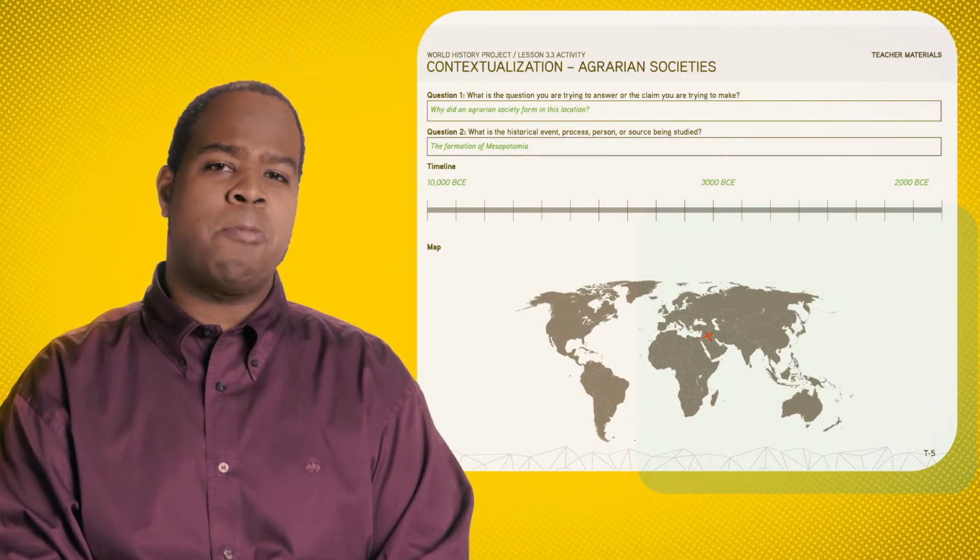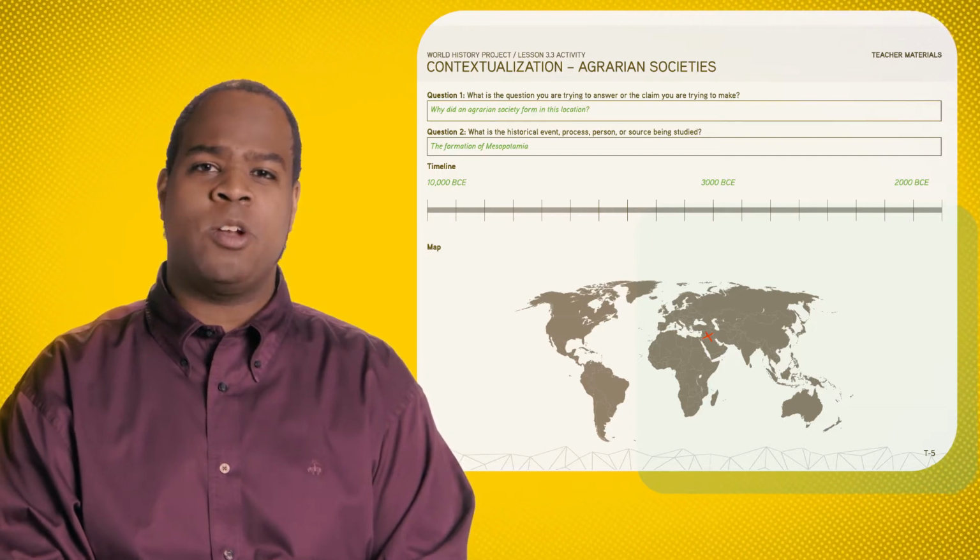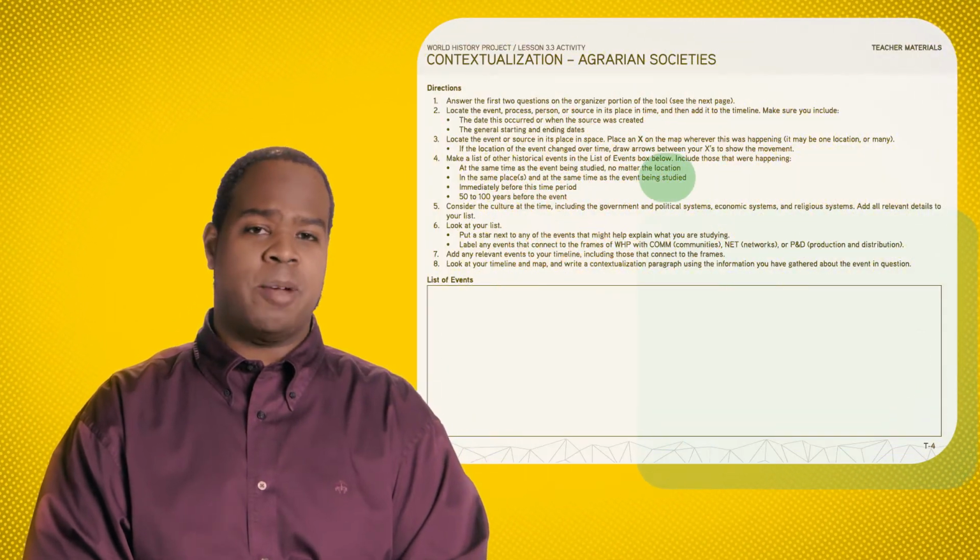Steps two and three will probably vary quite a bit depending on what you're contextualizing. For example, identifying the start and end dates and location of the Russian Revolution will be pretty straightforward. But a topic like industrialization is more complex. Of course, you know your students best, so provide guidance for any topics you think they might struggle with. This brings us to step 4.